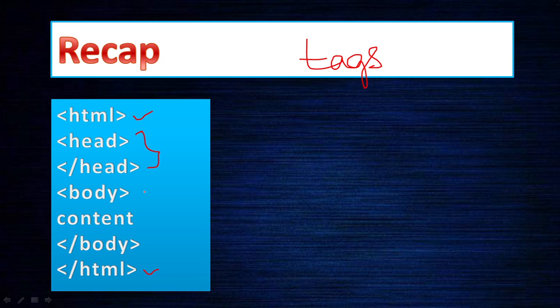And then is a body. So the body tag contains the content, what you want to see on the browser, what you want to show in the browser. That is what the body tag is. Inside the body tag we can write all the content.